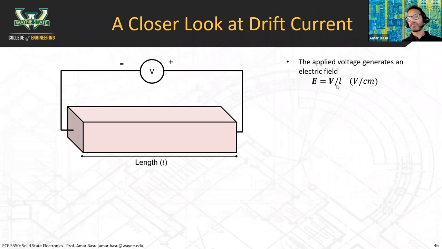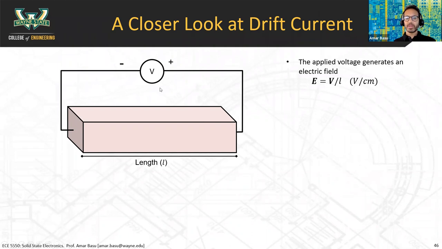So the first physical relationship I want you to remember from physics is that the applied voltage generates an electric field. And the magnitude of that electric field is the voltage divided by the length. This is a relationship that we derive in an electromagnetics class. We're not going to do that in this class. What I just want you to think about here is that the units for electric field are volts per centimeter. Volts, of course, reflects a voltage, and the length is given in centimeters.